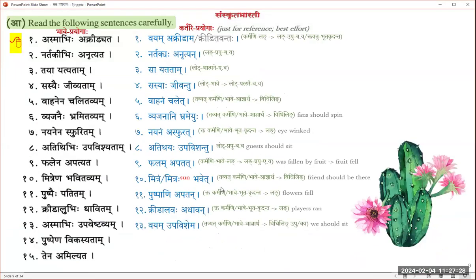Between Lot and Vidiling, there is some confusion. Okay, last one, Tena Amilyata. By him, Amilyata. So Amilat, Amilyata. Saha, which form? Saha, Tena is Saha Taute. Then what is the Amilyata switch in Kartari?